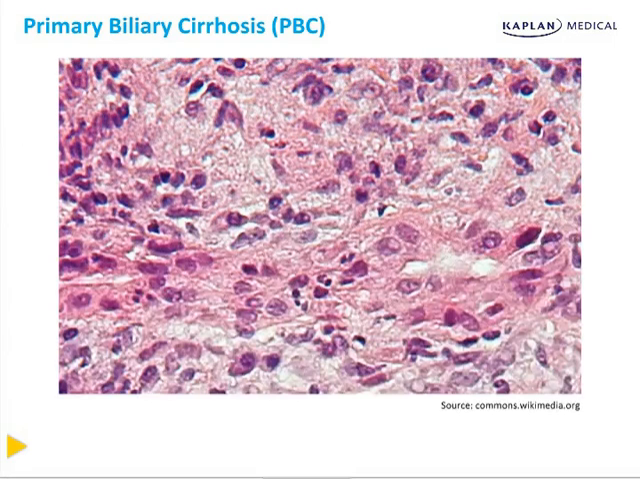Here's a liver biopsy from a female who has primary biliary cirrhosis. Note the bile duct inflammation and injury with chronic inflammation.